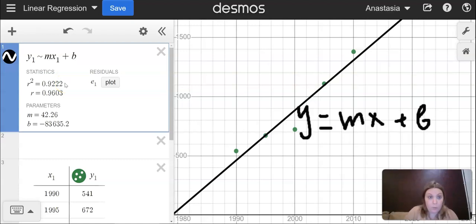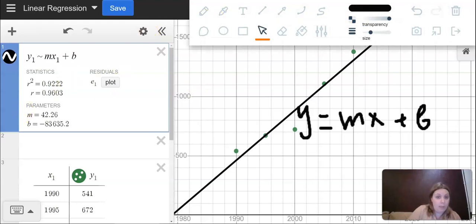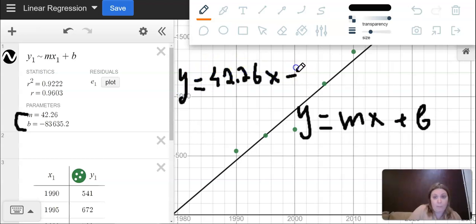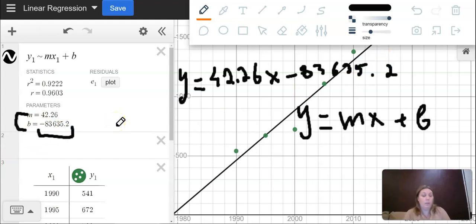Now, you should be asking yourself, well, that's great, but how do I get the equation? Well, all the information is right here. Here is your m and here is your b. I can just plug them in. So y equals 42.26x minus 83,635.2. It's right here. So it gives me both. It calculates the missing values for me.